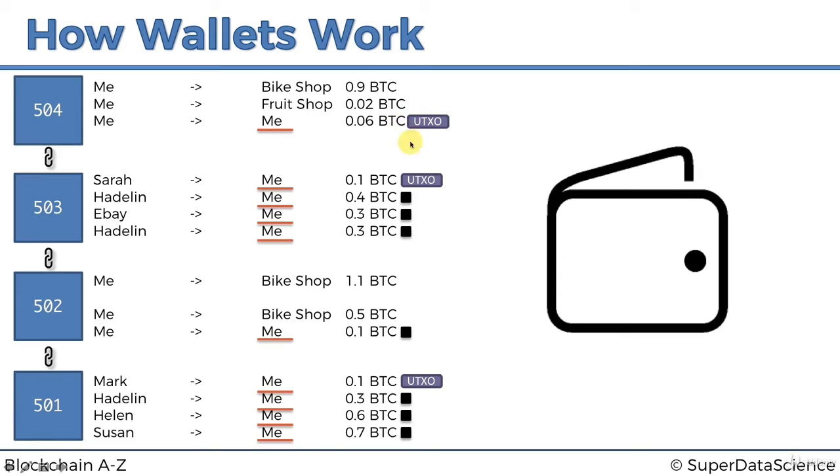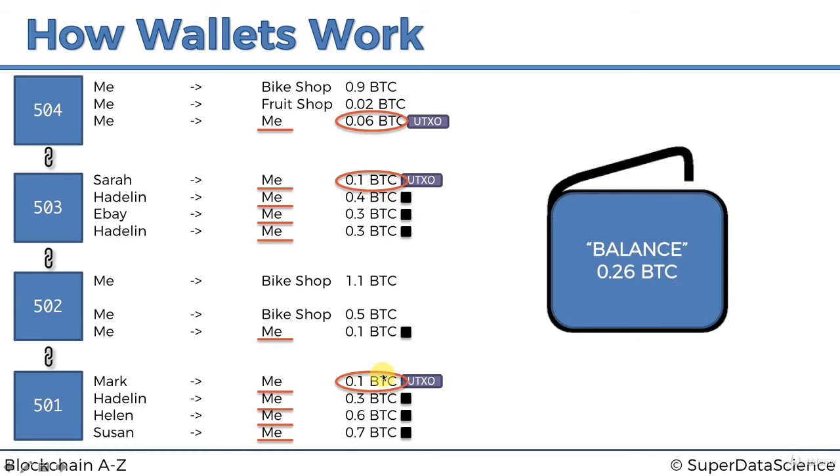So this one, because the other ones we can see they have black boxes, so we know that they've been used up. So only the ones without black boxes actually have UTXOs. And so all the wallet has to do now is just add up these amounts. Adds up these three amounts, and you get a balance of 0.26 BTC. And so that's what you see on your screen when you log in.